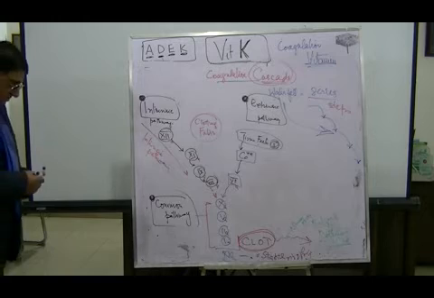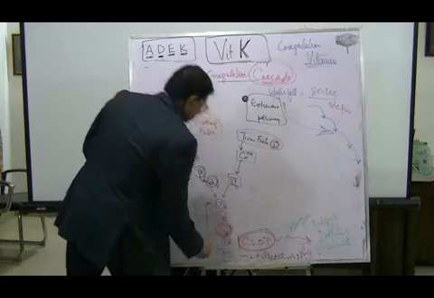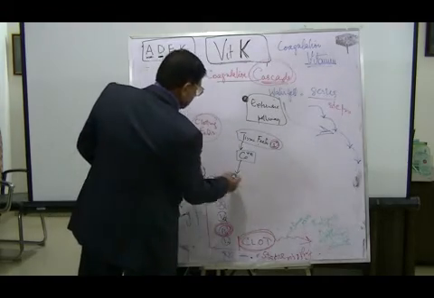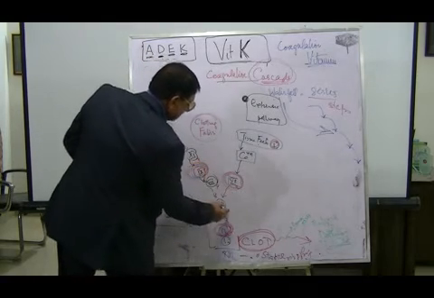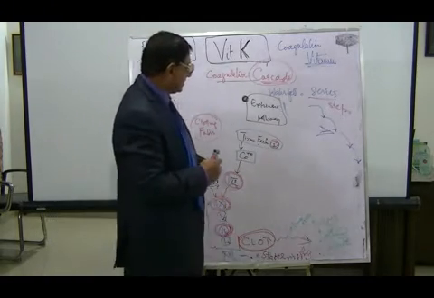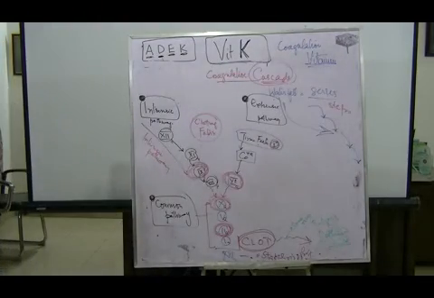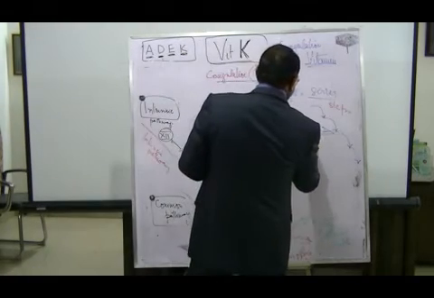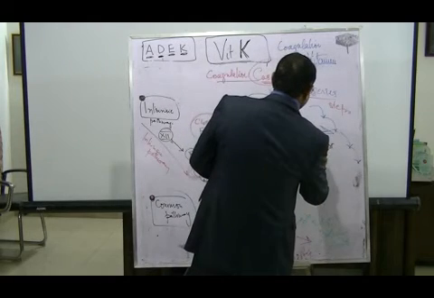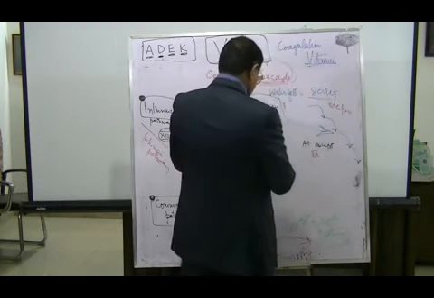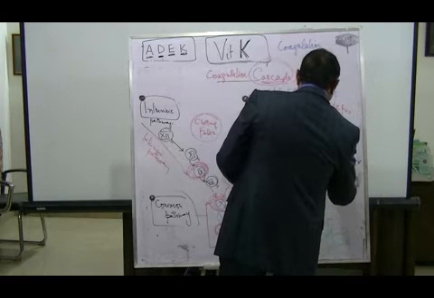Now you understand that factor number 2, 7, 9 and 10 are formed in the liver. Remember, all except factor 8 are formed in the liver.